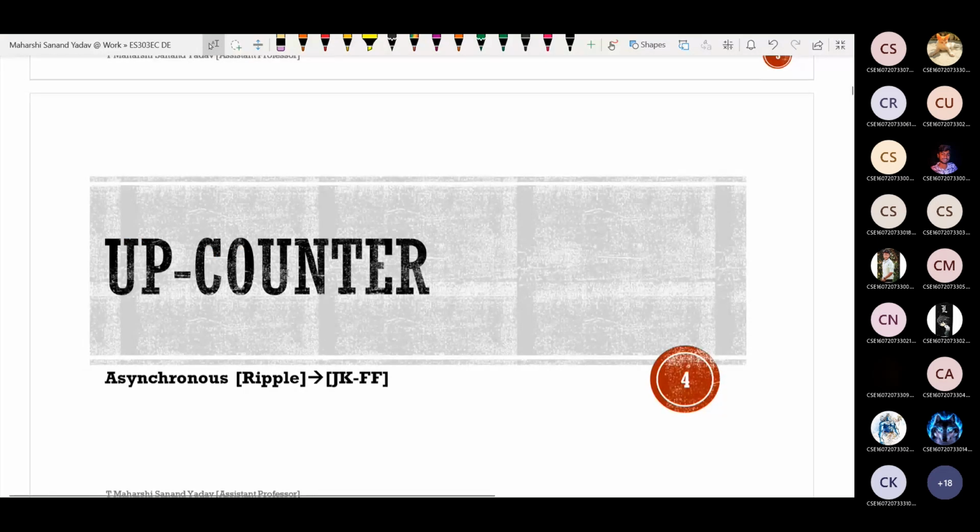So the first one is the up counter, which is asynchronous, and I'm trying to design this one by using JK flip-flop. Okay, can anyone tell me the diagram directly without doing all the analysis part? Up counter, asynchronous, ripple counter by using JK flip-flop.